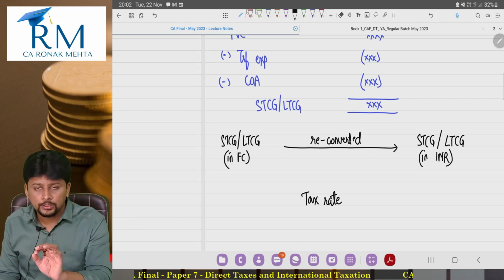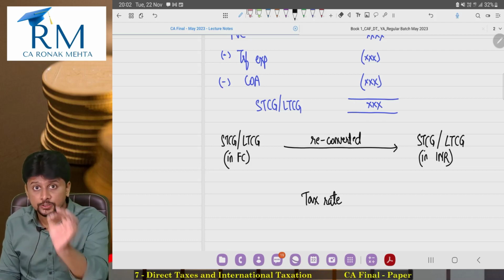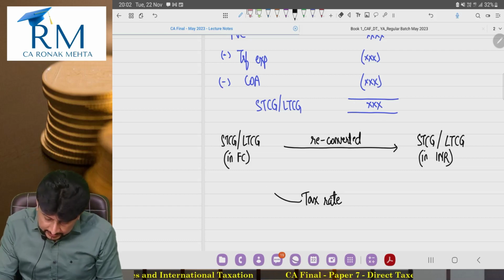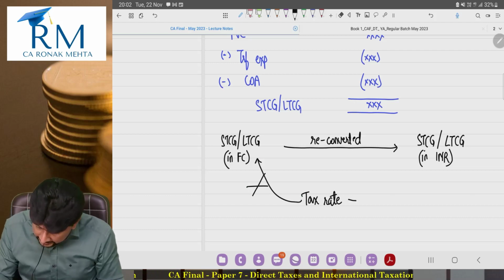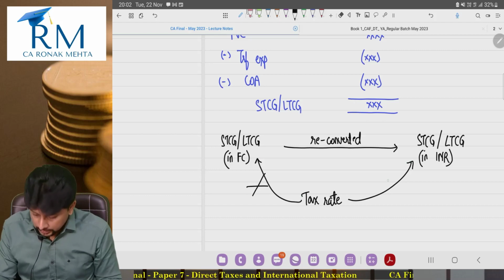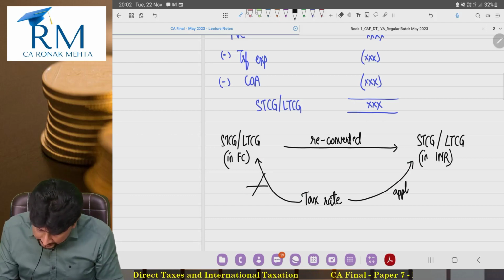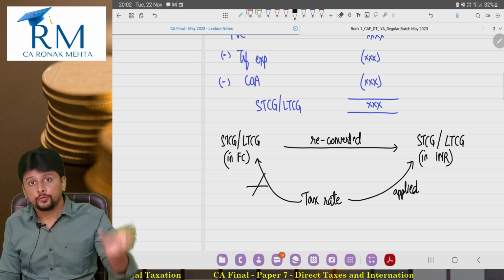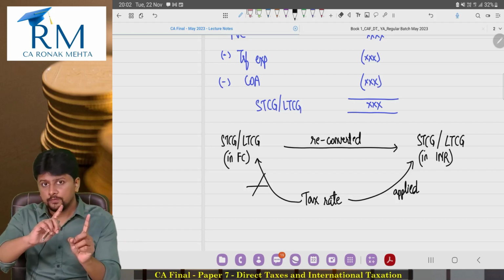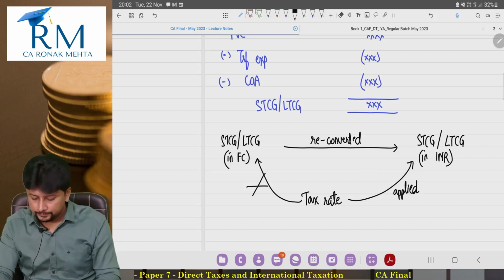Short term or long term, whatever it is, it has its own tax rate, na? Tax rate will not be applied on this foreign currency amount. Tax rate will be applied on this amount. Tax will be calculated and collected on the rupee wala amount. So first the conversion will happen in foreign currency.